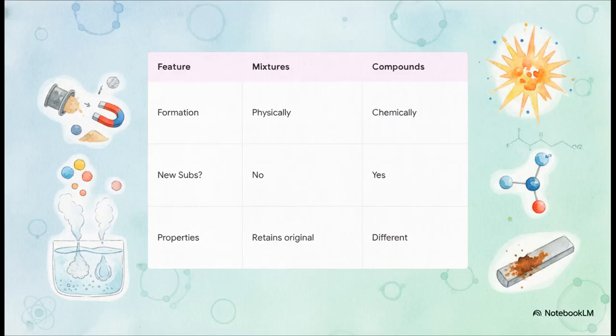Let's actually put these two side by side to really lock it in. Mixtures are purely physical. They create zero new substances, they can be separated by easy physical methods, and they keep their original properties. Compounds, on the other hand, are strictly chemical. They create brand new substances, they require intense chemical separation methods, and they have entirely different properties than what you started with. If you grasp this difference, you've pretty much nailed the core of Form 1 chemistry.